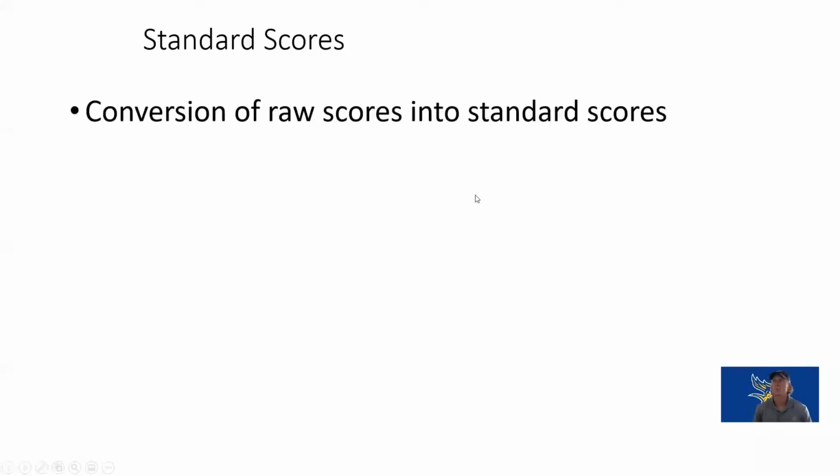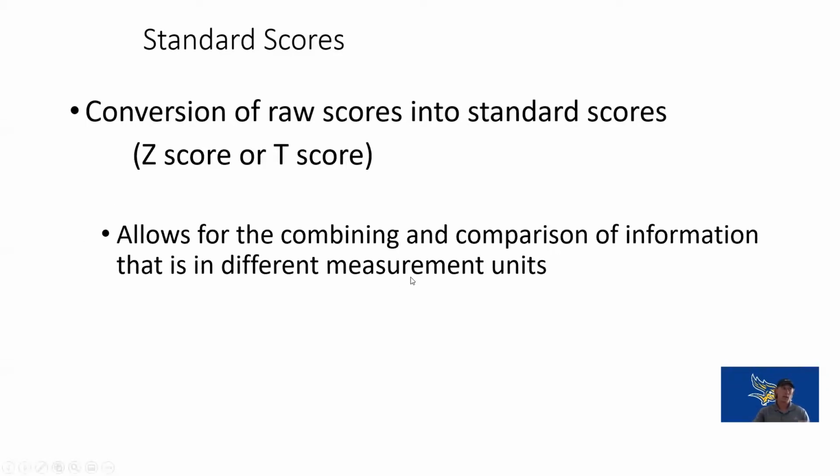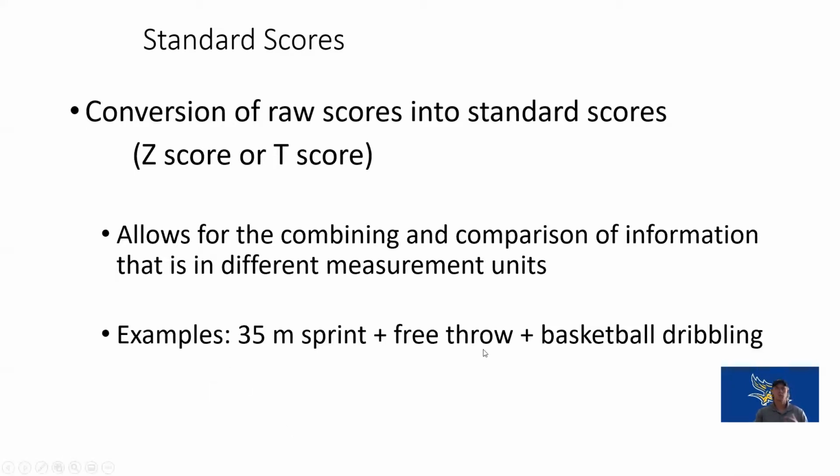Okay, so we know how to convert raw scores into standard scores, so either z-scores or t-scores. And then this allows us to combine and compare information for different measurement units. So we can compare sprints to free throws to basketball dribbling. Even though they're different tests within that group, we can compare each individual to the average in terms of standard deviation and find a total score for that individual, so we can see how they did in total compared to the rest of the group. Maybe if you're trying to see who's making varsity, JV, and freshman teams for your sport.